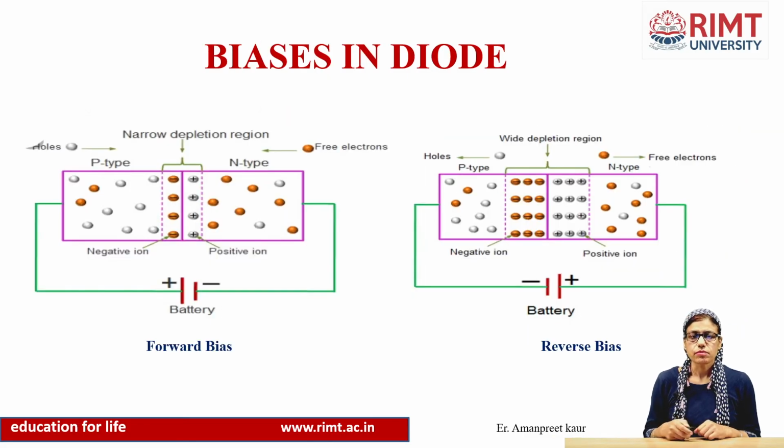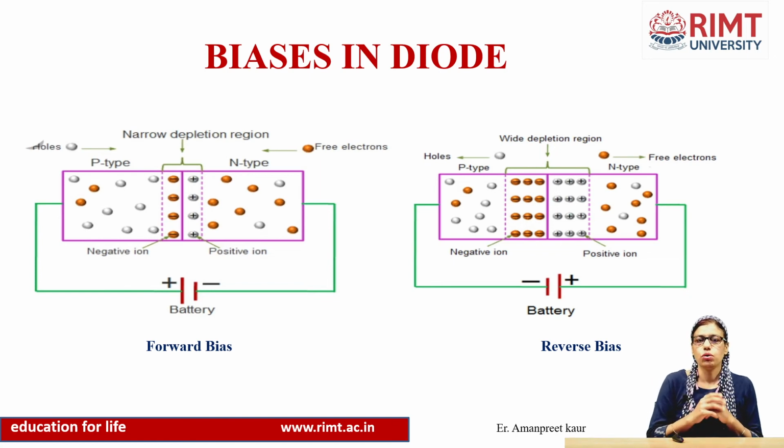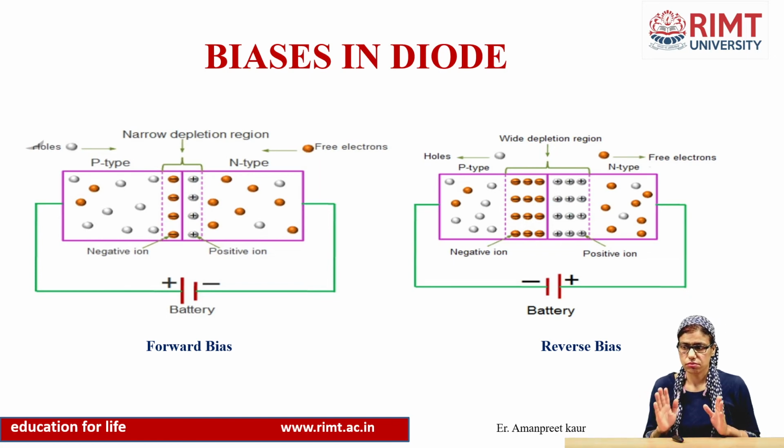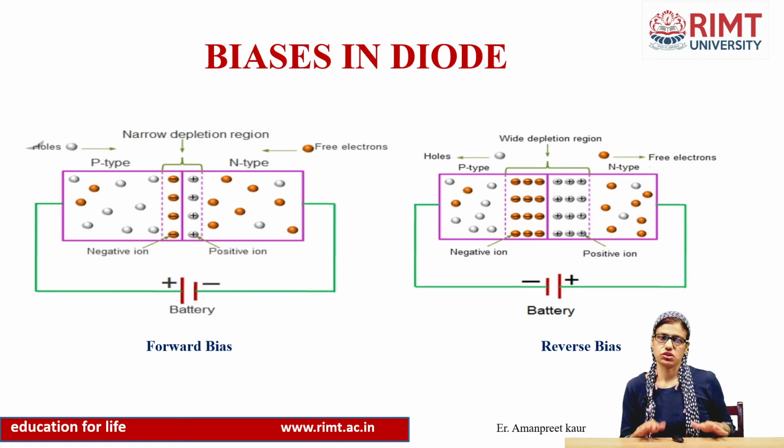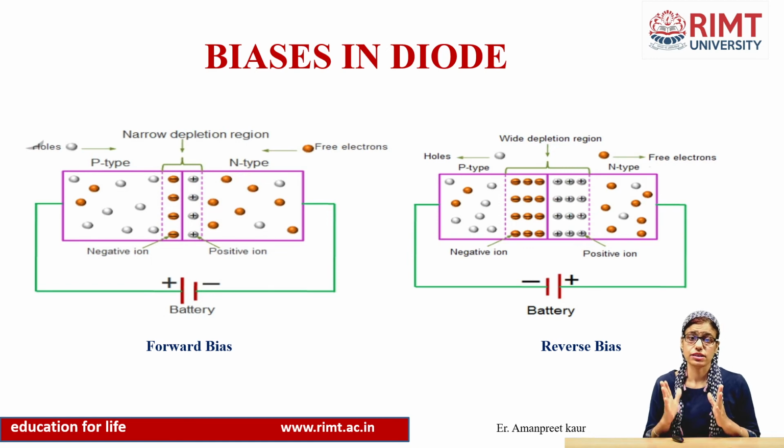So, next is biases in diodes. We have understood what the depletion layer is and what the potential barrier is. Now there exists a potential barrier and depletion layer, so the movement of electrons and holes stops. Then we apply a battery to the p-n junction.